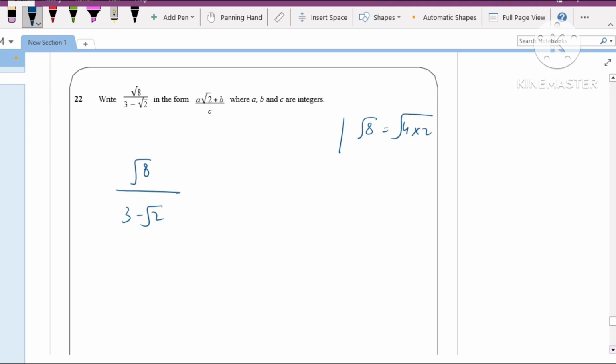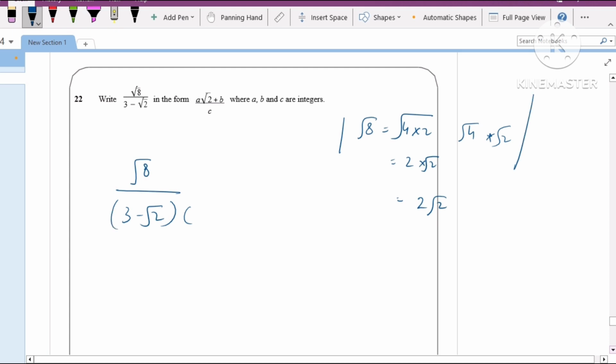So 4 times 2: square root of 4 times square root of 2, square root of 4 is 2, and square root of 2. So this is basically 2 square root 2. And because we don't want a surd in the denominator, we multiply with its opposite. What is its opposite? Here the formula is involved, a plus b into a minus b. When there are the same numbers with opposite signs, it becomes a square minus b square.